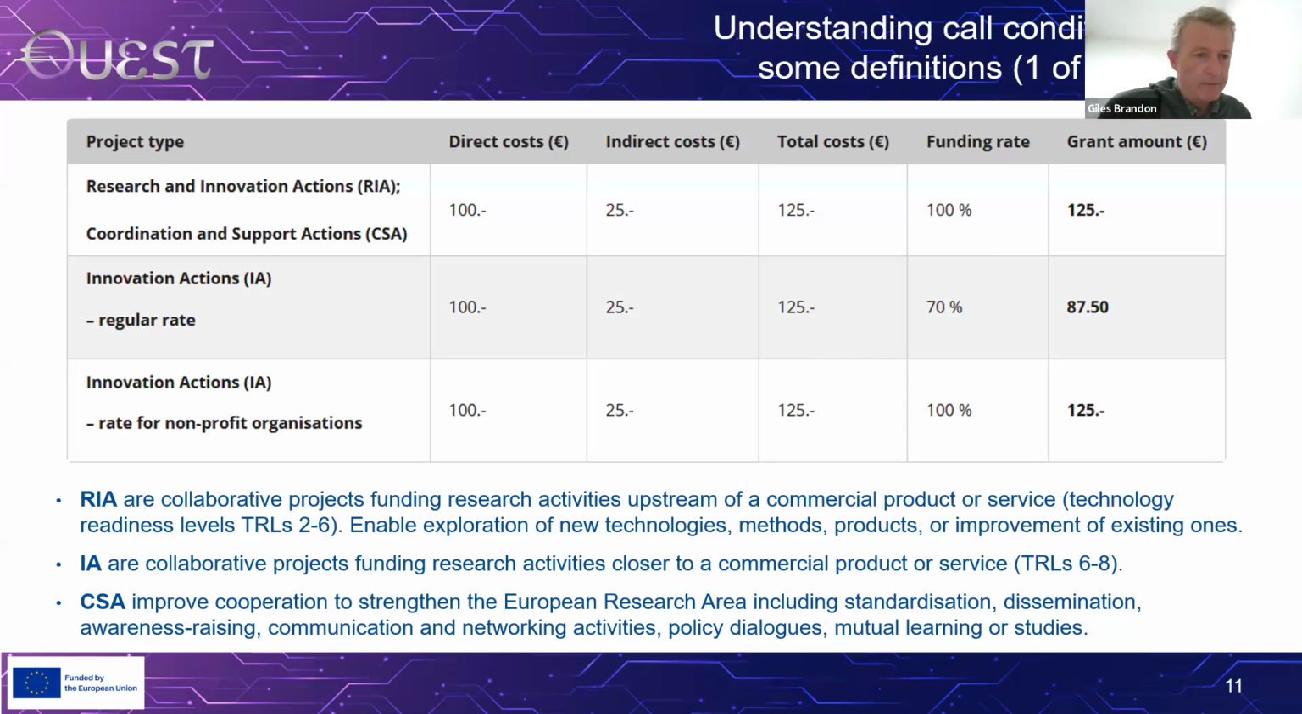So, in fact, for research and innovation actions, I'm reading the first row in the table, research and innovation actions and coordination support actions, the funding is essentially the same. And I'll step through each of the different columns. This table gives an example where you have a project with a notional 100 euros of direct costs.